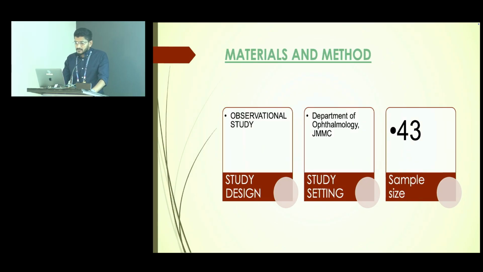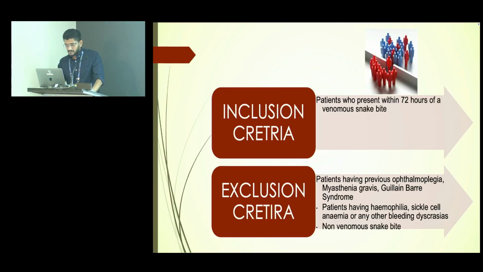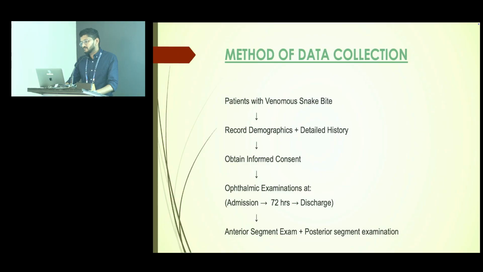Materials and method. This is an observational study conducted in the Department of Ophthalmology, Mission Medical College, in 43 patients. Patients who presented within 72 hours of a venomous snakebite were included in the study. Patients having previous ophthalmoplegia, myasthenia gravis, Guillain-Barré syndrome, hemophilia, sickle cell anemia, or any other bleeding diathesis, and non-venomous snakebite were excluded from the study.